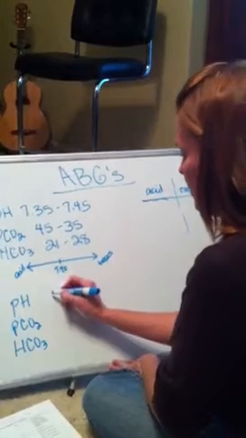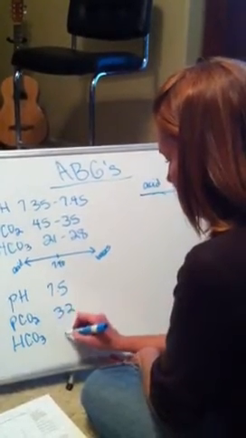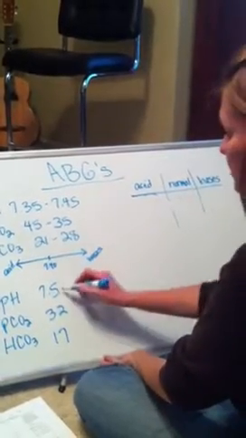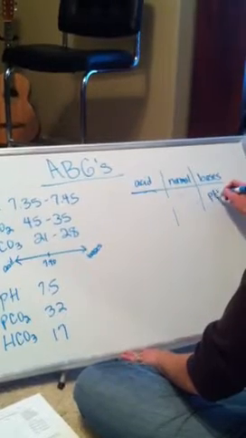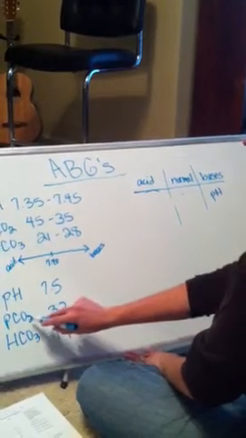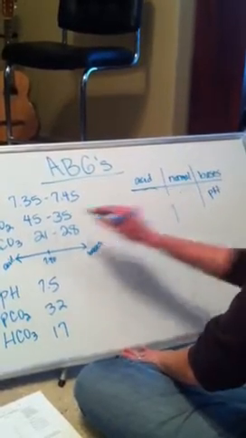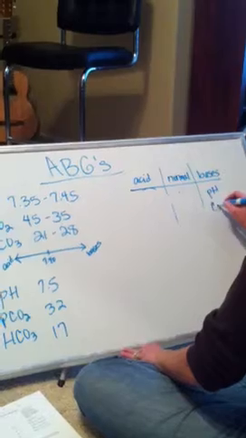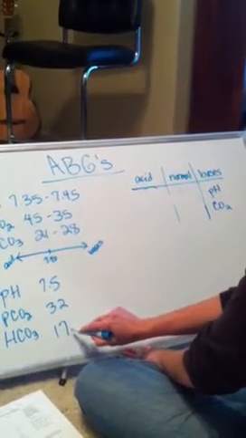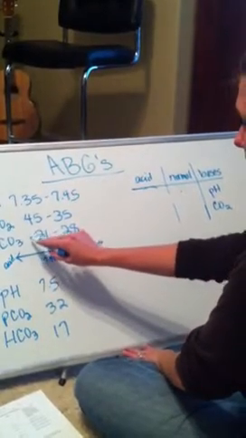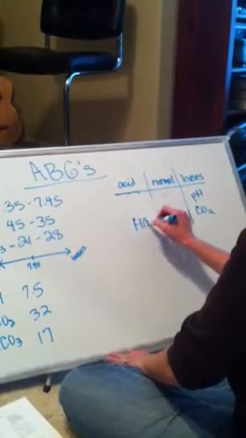We'll do 7.5, 32, and 17. So 7.5 is going to be on the base side. That's your pH. Your carbon dioxide is 32. It's going to be on the basic side because we switched these. So CO2. And your HCO3 is going to be on the acid side. So you'll put it there.